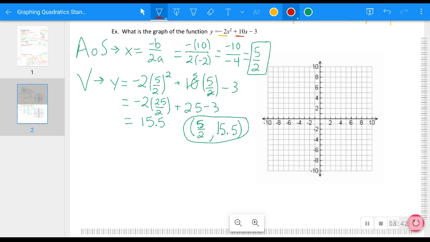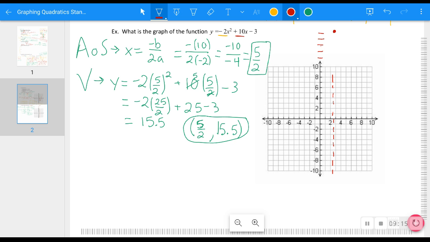So if we go over to our graph, 5 halves is the same as 2.5, so that's where our axis of symmetry is going to be. And then our key point is going to be 5 halves, 15.5. So if we just kind of go off our graph, we have 10, 11, 12, 13, 14, 15. So 15.5 is going to be a smidge above that right there. That's going to be our vertex.